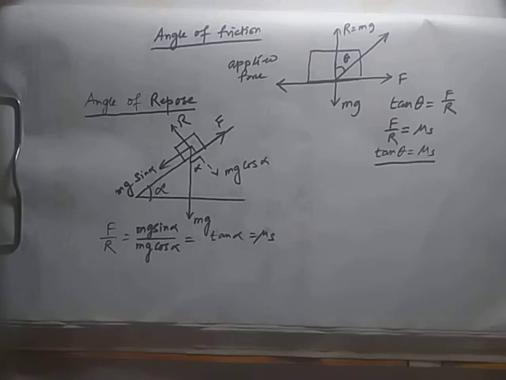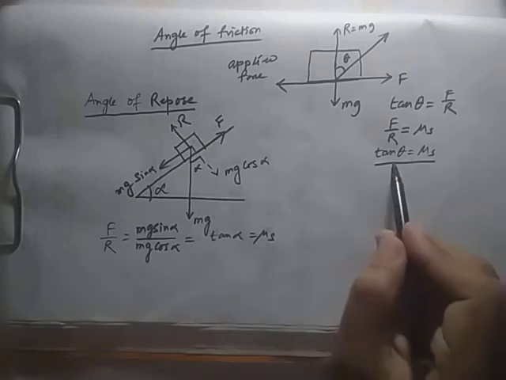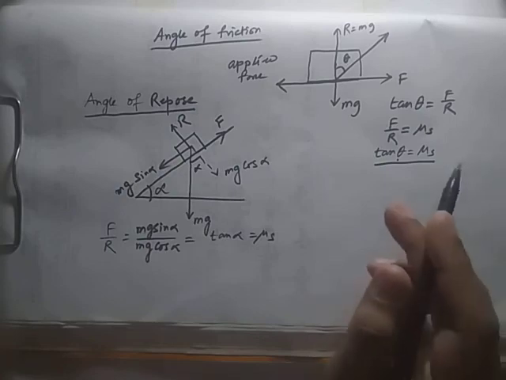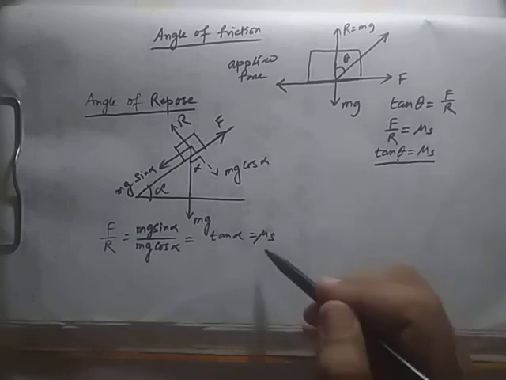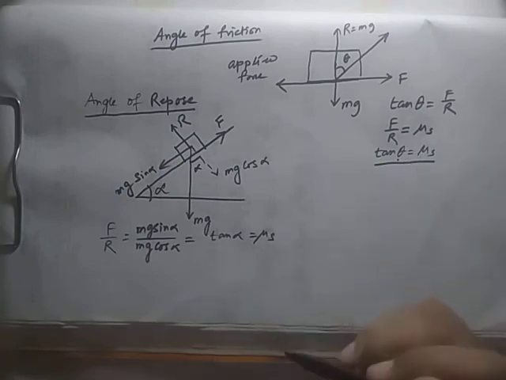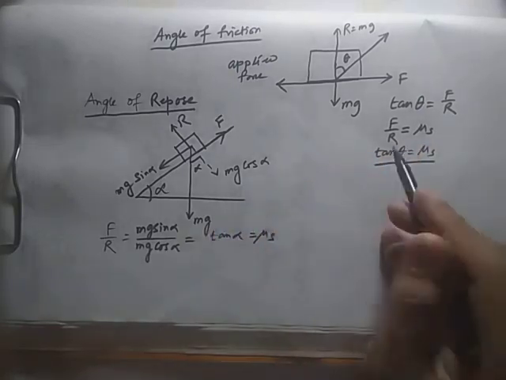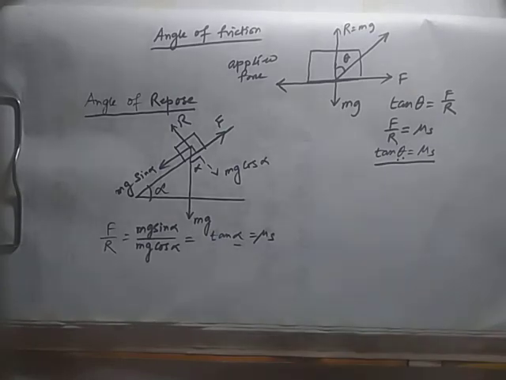So some kind of relation they can ask, that this tan theta is the angle of friction, and this is called the angle of repose. So also you can say that angle of friction is equal to the angle of repose. If we equate this one, you will get angle of friction is equal to angle of repose.